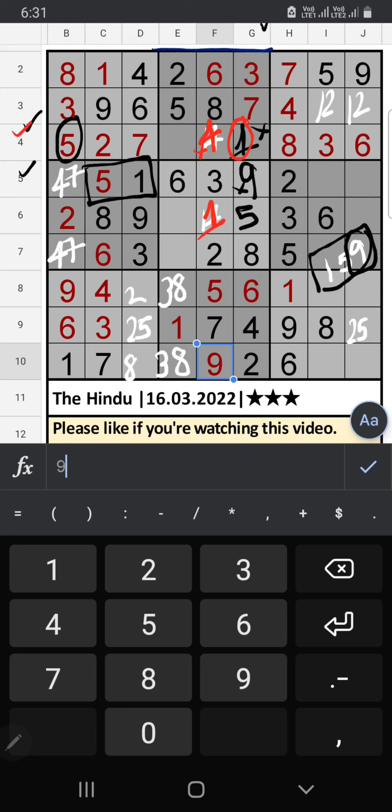2nd grid, only 1 number is remaining, 9. 9 is confirmed here. Column E, 2 numbers are remaining, 4 and 7. They will come in the 2 cells. We will confirm later.